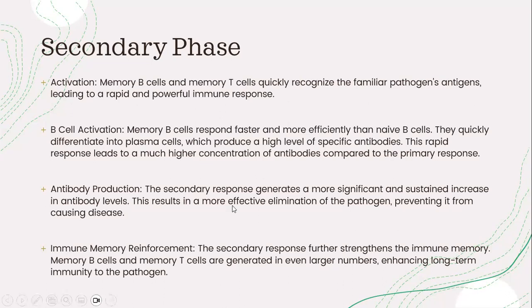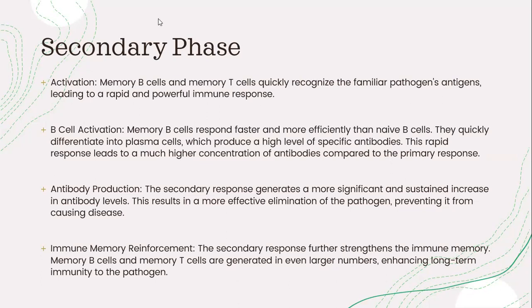So for antibody production, the secondary response generates more significant and sustained increased antibody levels. So this results in a more effective elimination of the pathogen, preventing it from causing disease. I'm not sure if you guys have ever experienced this, but sometimes you get a sore throat and you're thinking, oh my God, I'm going to get the flu again. But then the next day you're feeling fine. It could just be that you encountered the flu, but your memory cells were so quick and efficient at clearing it up.